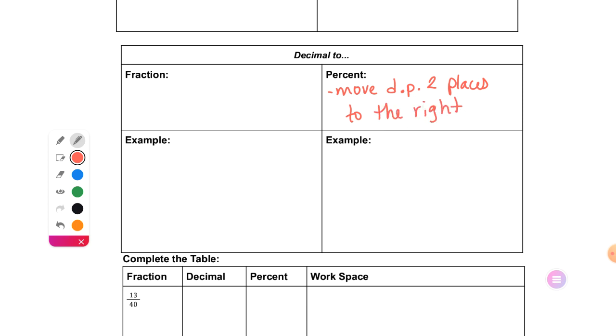Okay, so I'm going to do 0.28, 1.25, and 0.042. Flip it over to the back, Colton.